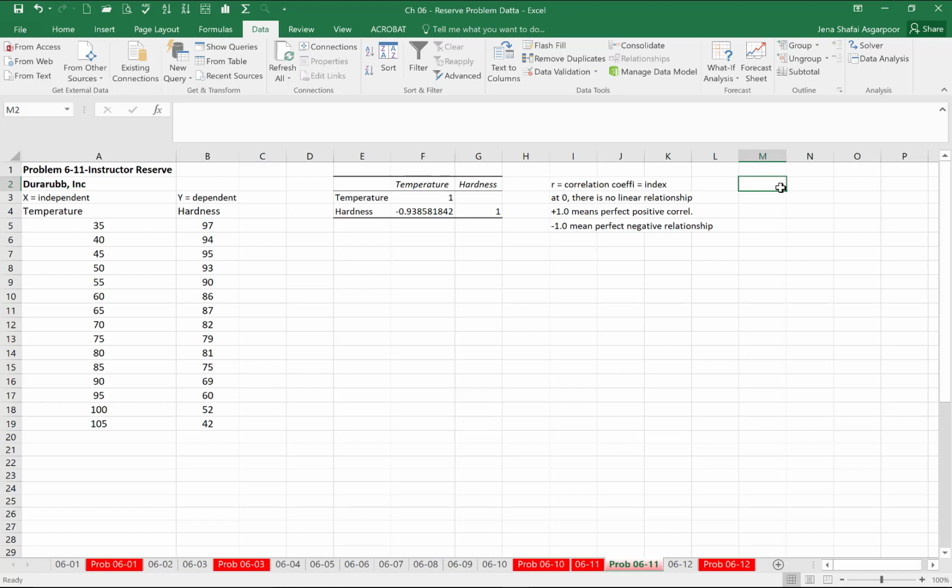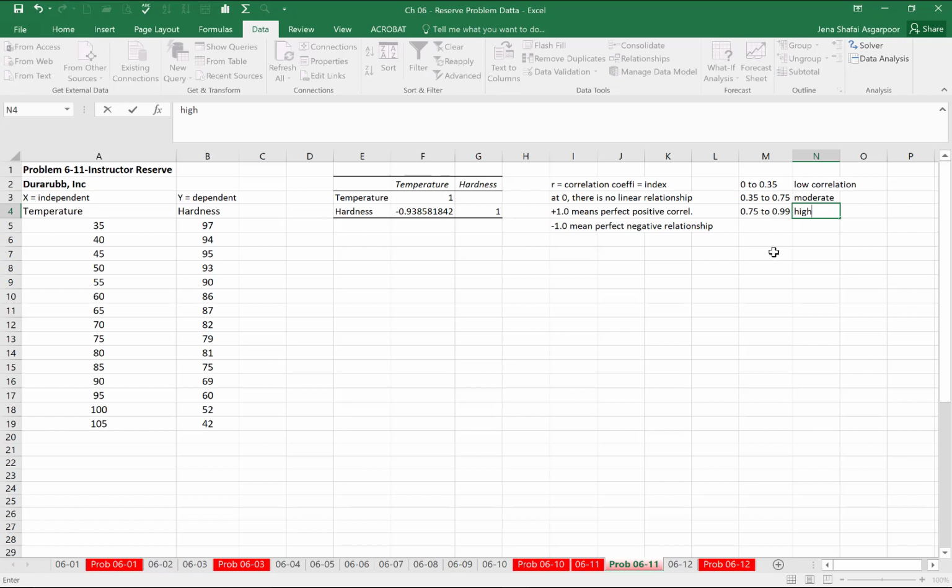Just so that you know, the absolute value of the correlation coefficient, anywhere from 0 to about 0.3, 0.35 means low correlation. Then from about 0.35 to about 0.75 is considered moderate correlation. And from about 0.75 to 0.9599 is high correlation. And of course, +1 and -1 represent the perfect association.